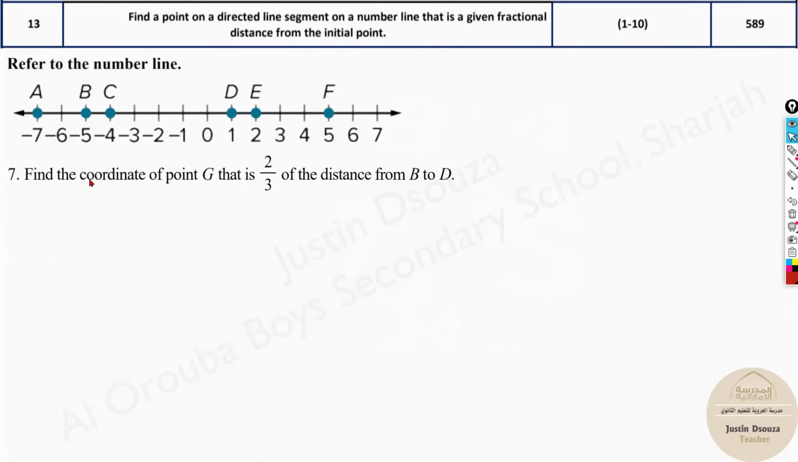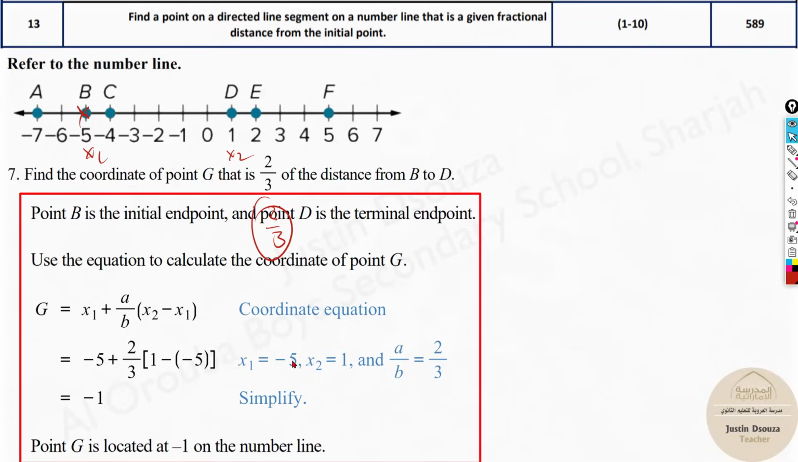Now over here we have the same concept, but just the number line is different. We need to find from G to E. So here, where is G exactly? We need to find the point G from B to D. This is x1, D is x2. The formula remains the same. The ratio is, the fraction is given. Fractional distance, so a by b is over here. Just put this in the formula and solve it as it is over here.